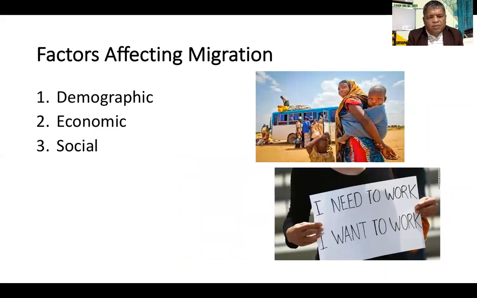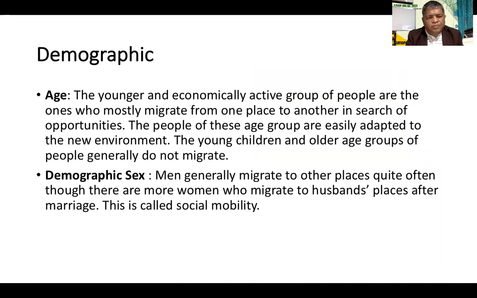Next, factors affecting migration. What are those factors? There are three: demographic, economic, and social. So these three are what push migration. Demographic, that is the age. First, the younger and economically active group of people are the ones who mostly migrate from one place to another in search of opportunities. The people of this age group easily adapt to the new environment. The young children and older age groups generally do not migrate.